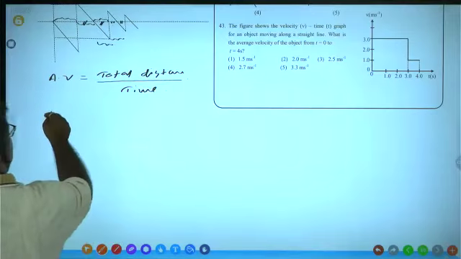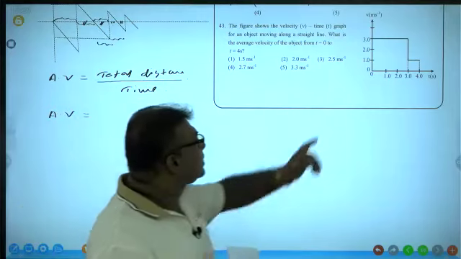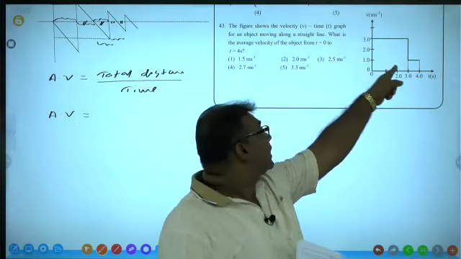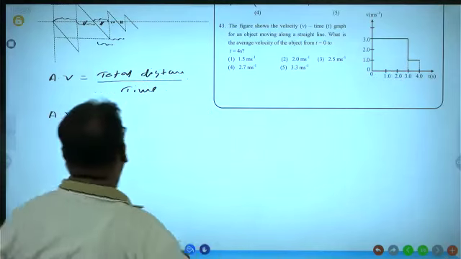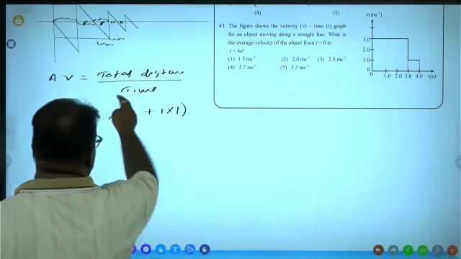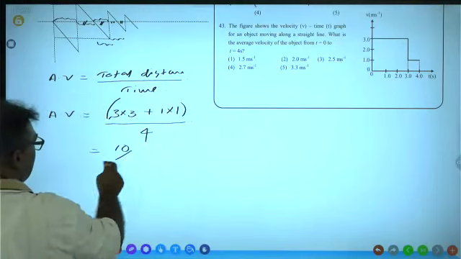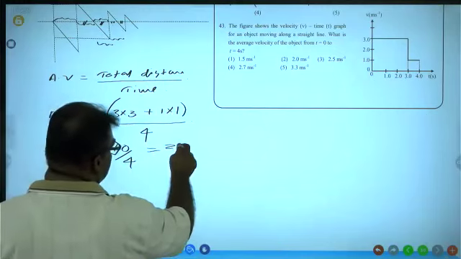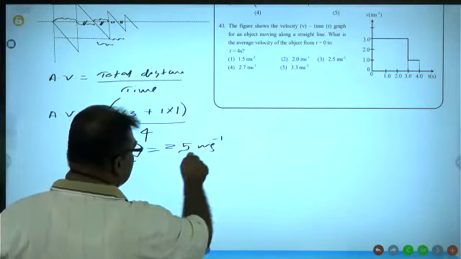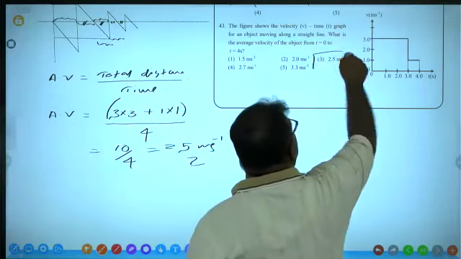Then we write average velocity equals total distance. Here the total distance comes as 3 times 3 plus 1 times 1, right? Am I correct? 3 into 3 plus 1 into 1 divided by total time, which is just 4. It's 10 by 4, no? We have 2.5, 2.5 meters per second. Done. The answer is the third one.